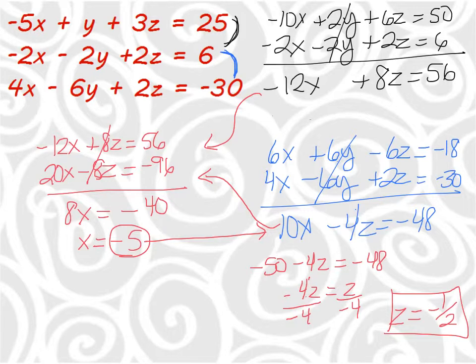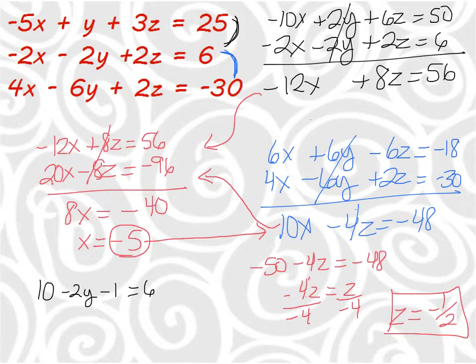I think I'm going to go ahead and use that second equation. And so we're going to plug our x and our z into this equation and go find y. So here we go. We got a -2 times a -5, so that'll be a 10. And then I don't know the y. I'm going to plug -1/2 times 2. That's a -1.